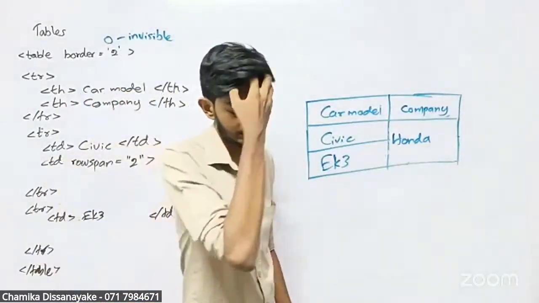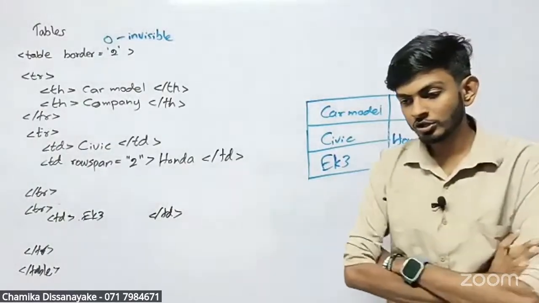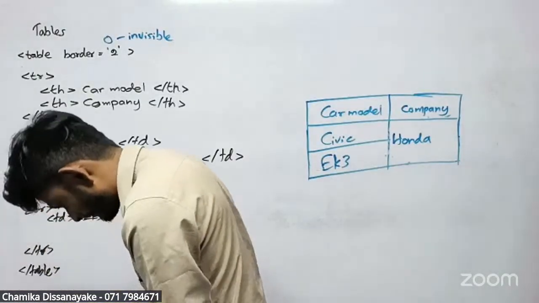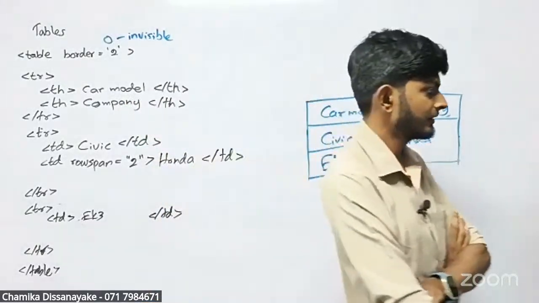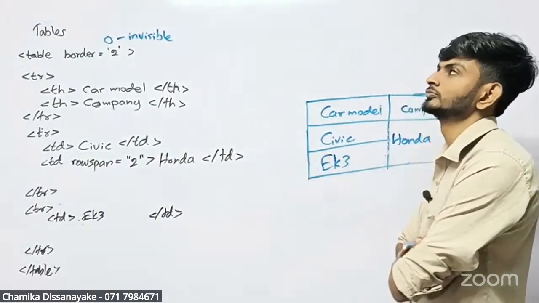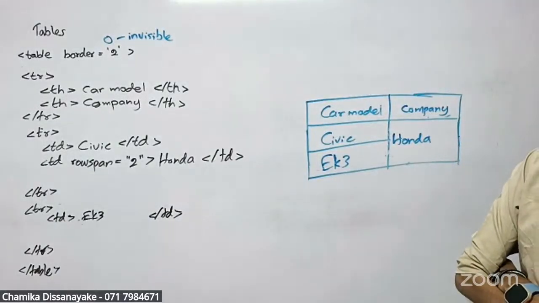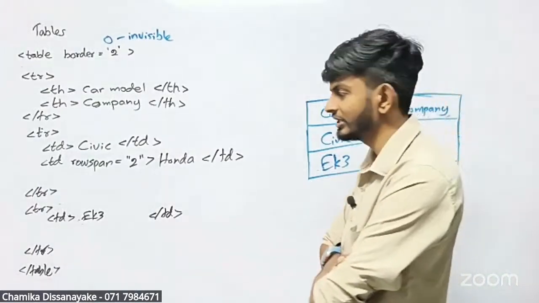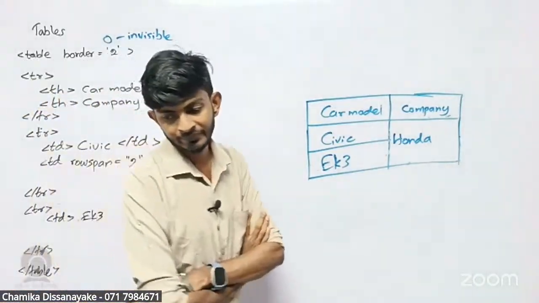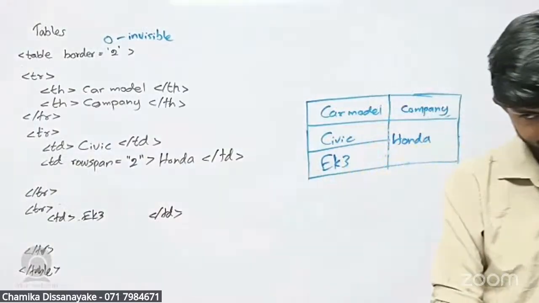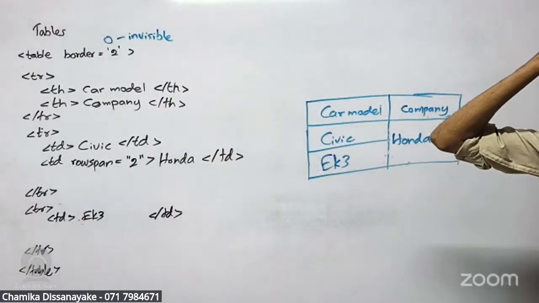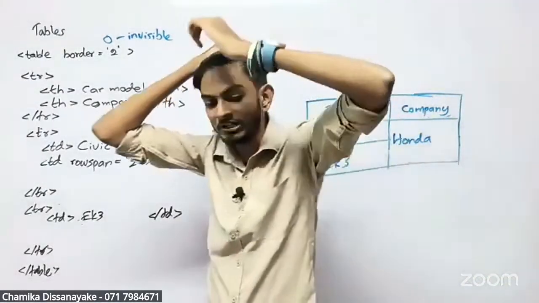Write this as a point: rowspan and colspan can only be used on TH and TD tags. Right. So that's all about the tables.